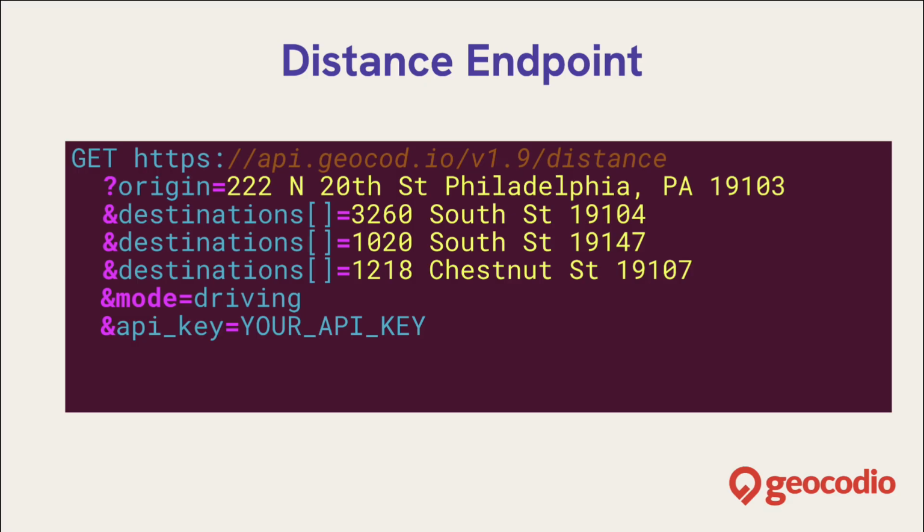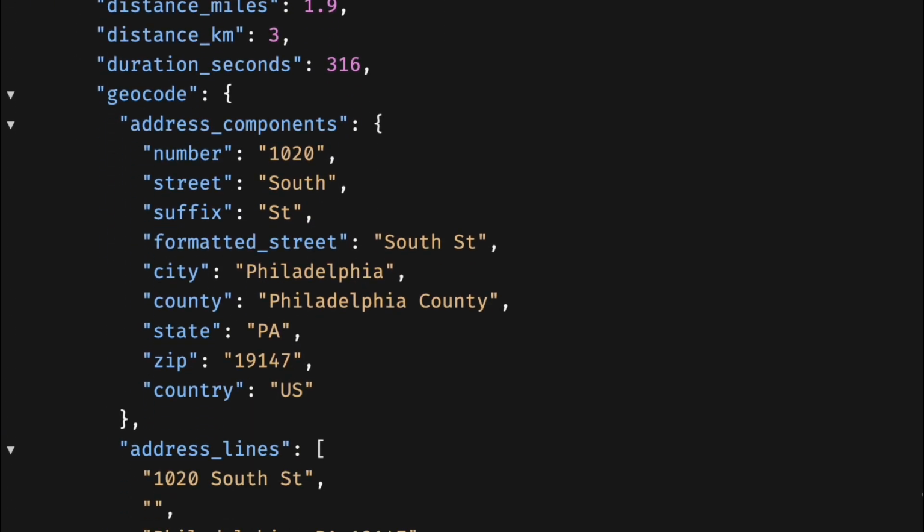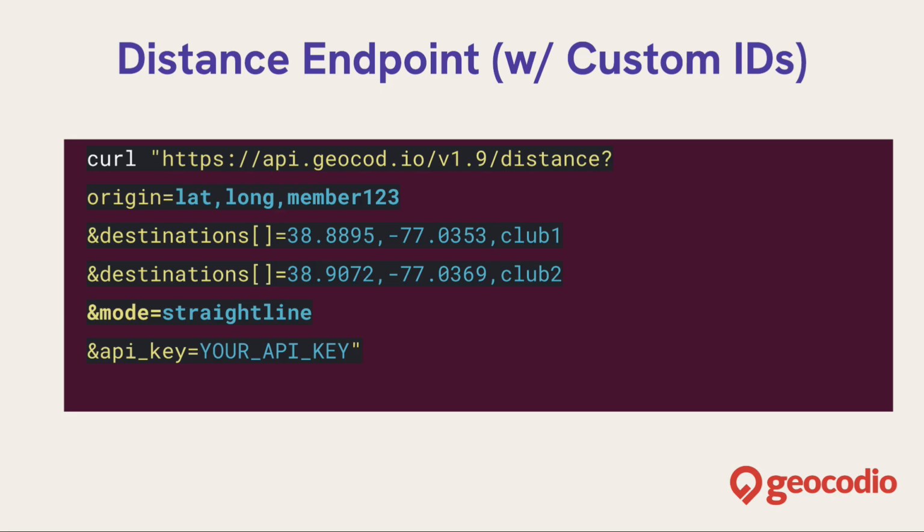Here's what the API call looks like. We're calculating distance from a gym to several member addresses. The response includes distance in miles and kilometers. If you're inputting coordinates, you can also add custom IDs to your locations so you can identify them later. Just append them after the longitude, like lat long member 123. This makes it easy to match results back to your database. For addresses, you can do a string match.